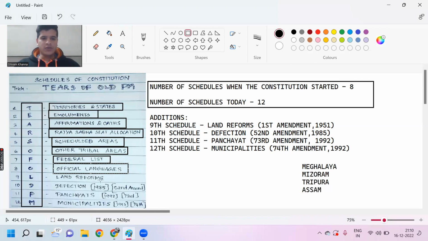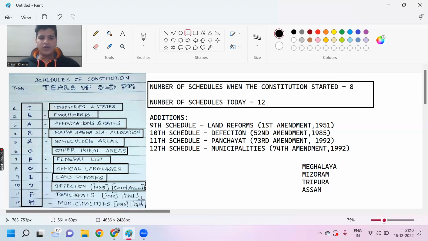The ninth schedule was added by the First Amendment Act of 1951, and it brought in land reforms and how to implement new laws. The 10th schedule talks about defection. That means if a person who wins an election comes into the parliament and then changes his party, that's an offense, and he can be disqualified from the parliament for that. The 10th schedule was required in 1985, hence it was brought by the 52nd Amendment.